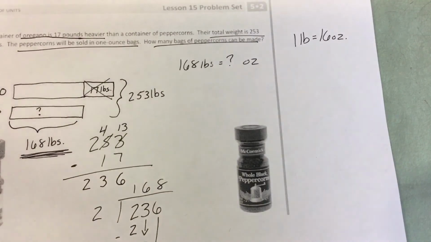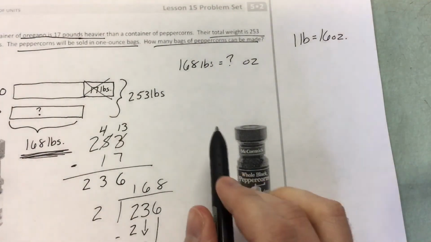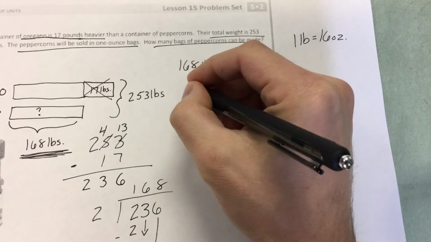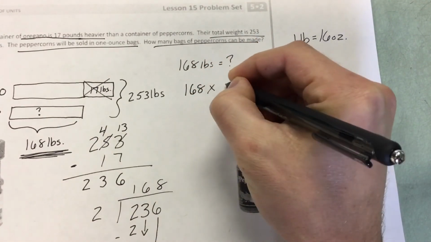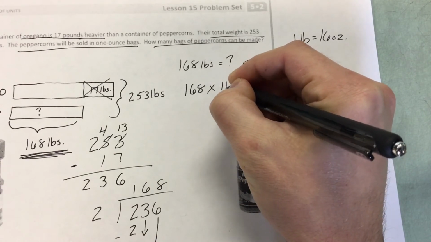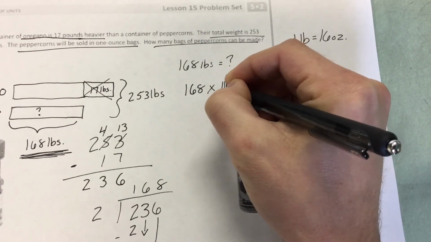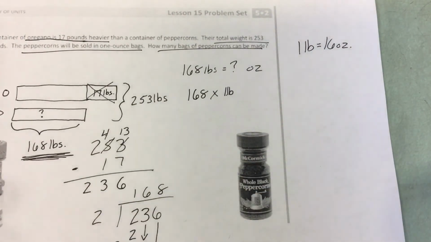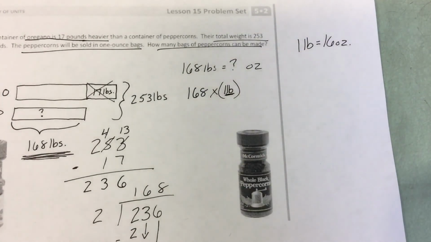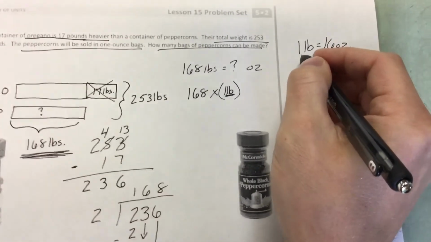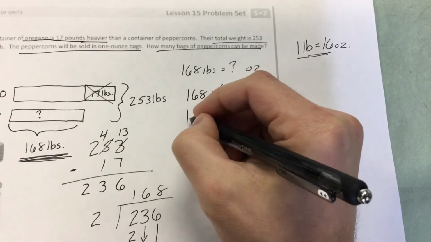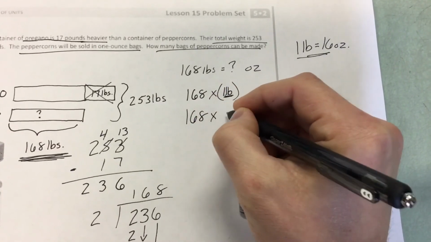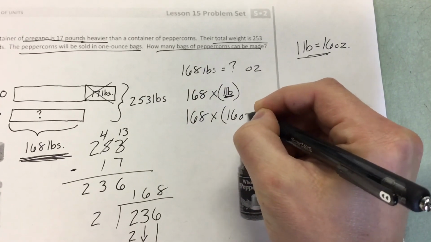So just like we can use the multiplication strategy to convert my pounds to ounces. So remember, by beginning, I'm going to separate my unit. So this is the same thing as 168 copies of 1 pound. So 1 pound in ounces, what is that? Well, we said over here, 1 pound in ounces would be 16 ounces. So that gives me 168 times 16 ounces.